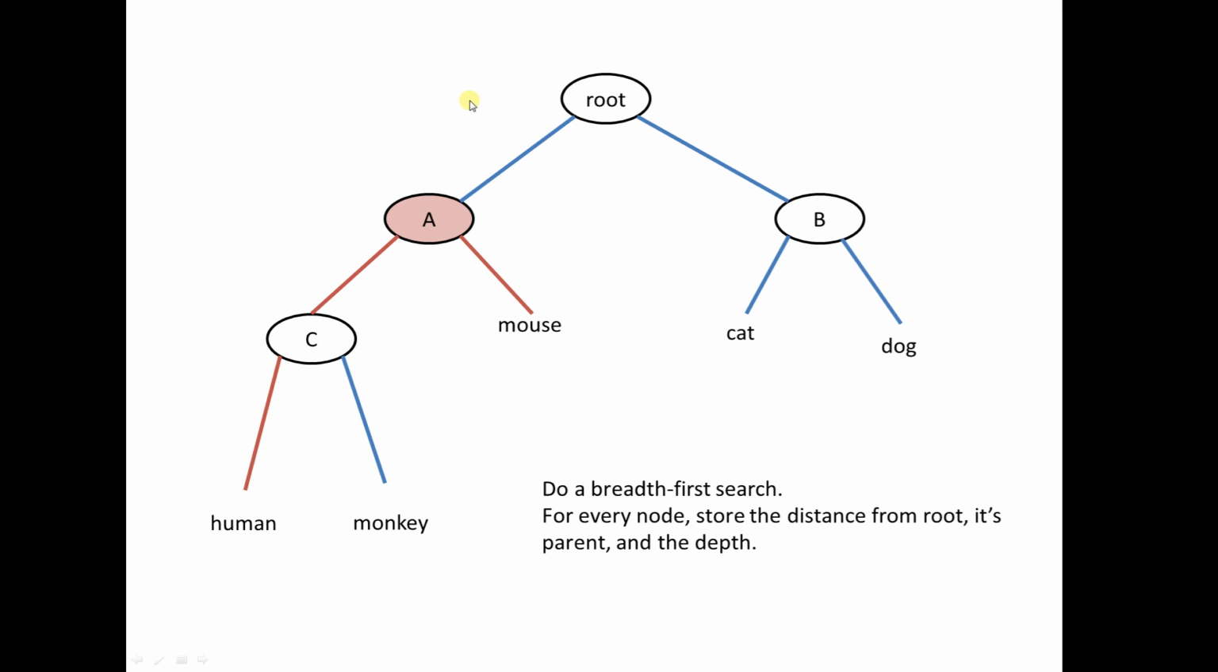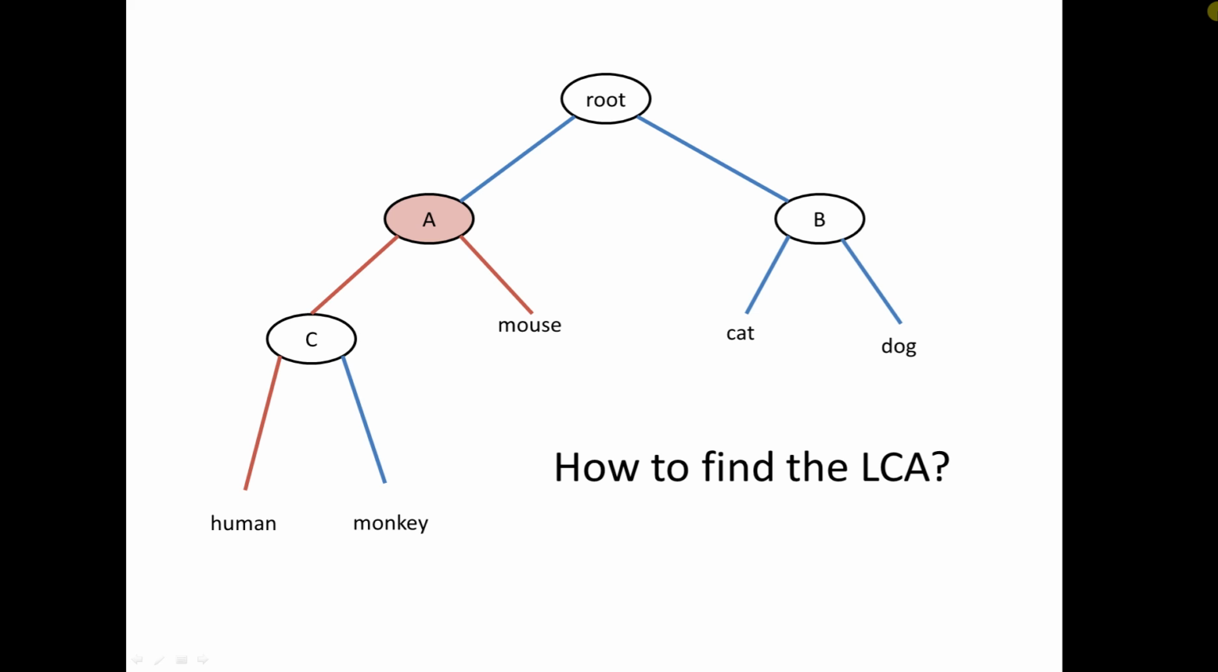And then the depth is just the number of edges in the path. For example, root to C has 2 edges, so the depth is 2. A to root, depth is 1. Yep. And now, how do you find the lowest common ancestor?